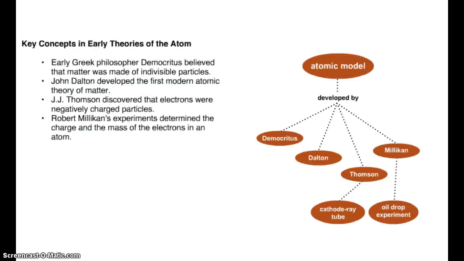Key concepts and early theories of the atom. So the atomic model was developed primarily by Democritus, Dalton, J.J. Thomson's cathode ray tube, and Millikan's oil drop experiment.